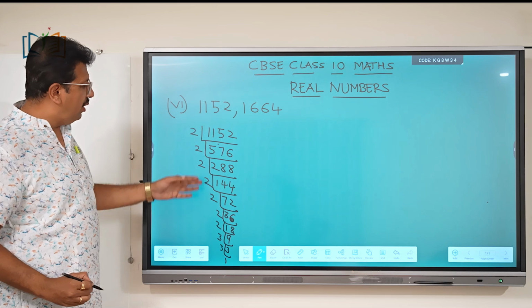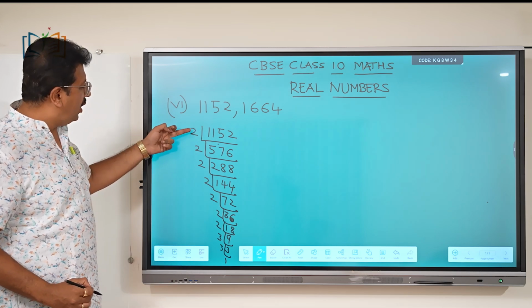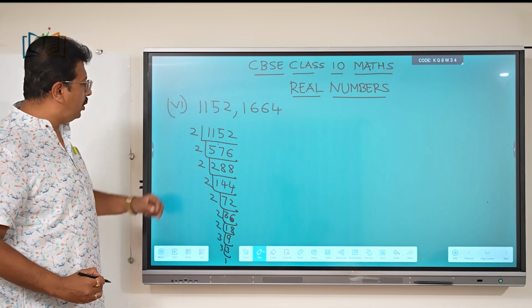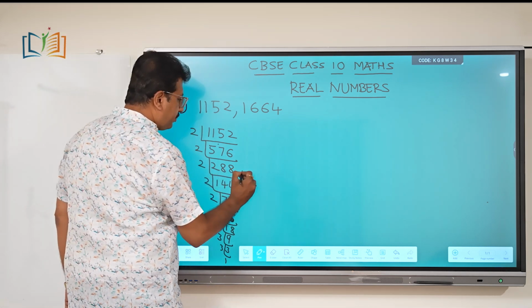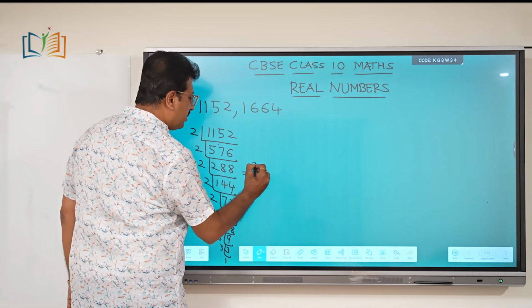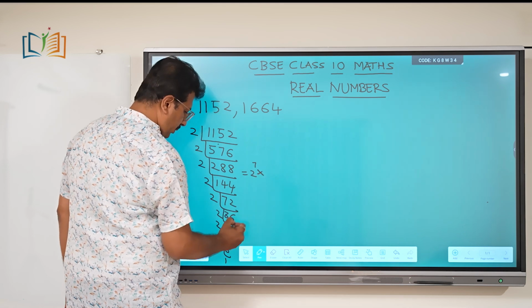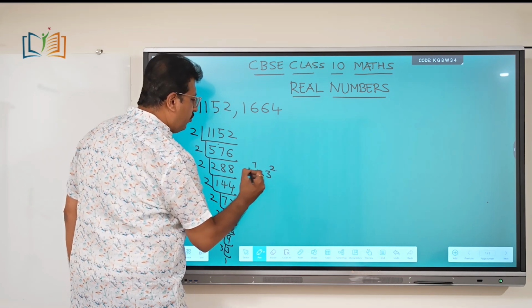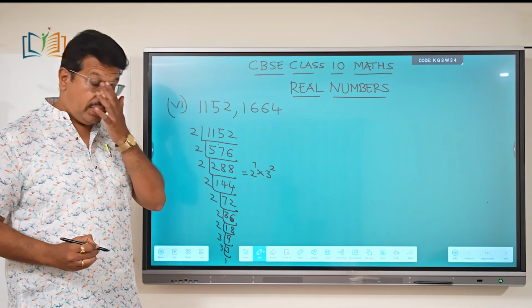So I think you should keep on dividing this. You can just see, 1, 2, 3, 4, 5, 6, 7, it is 2 to the power of 7. It's going to be 2 to the power of 7 into 3 square. So we can just write for this 2 to the power of 7 into 3 square.